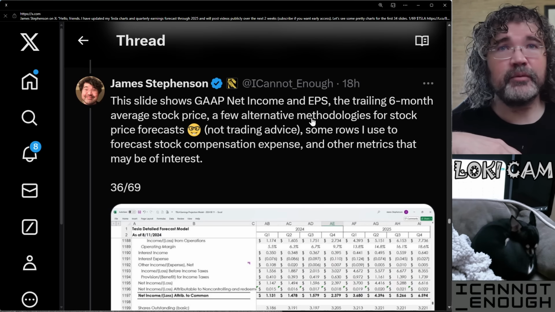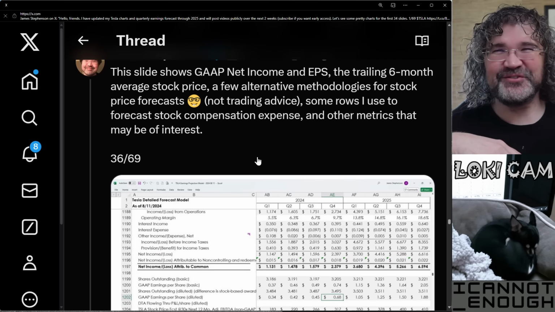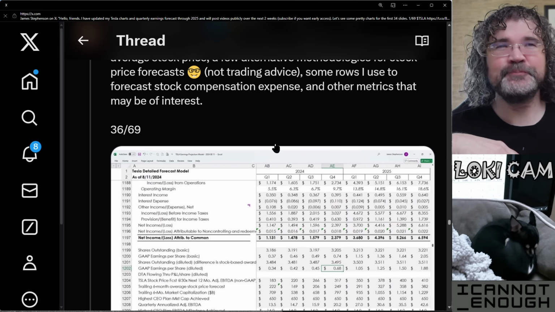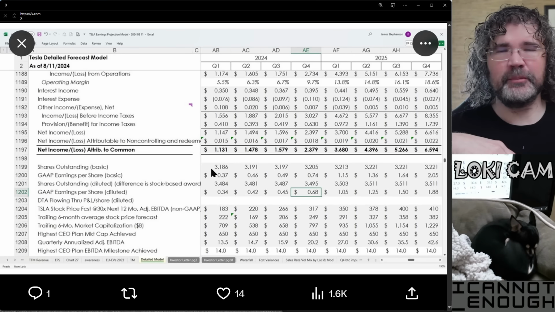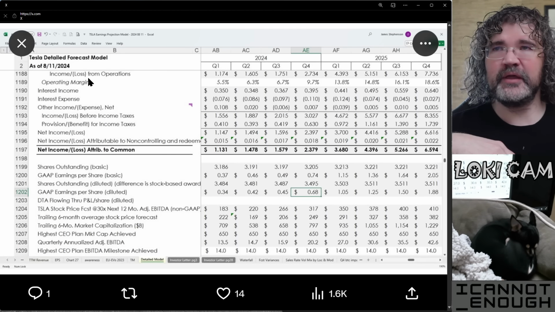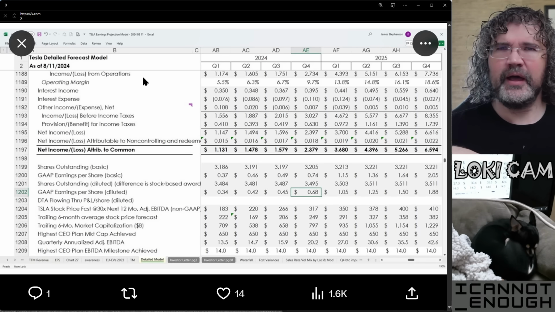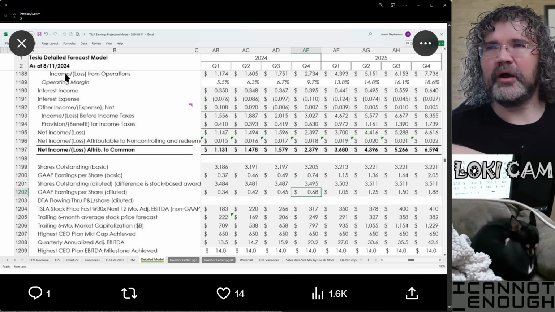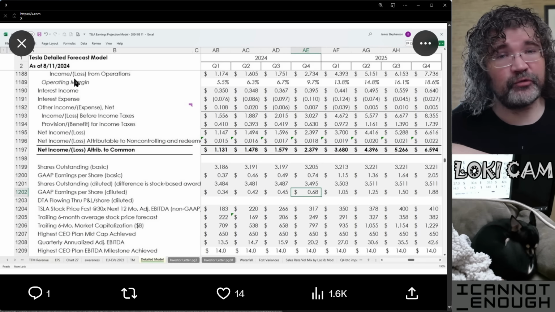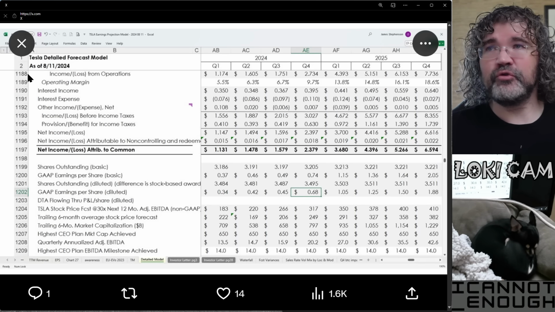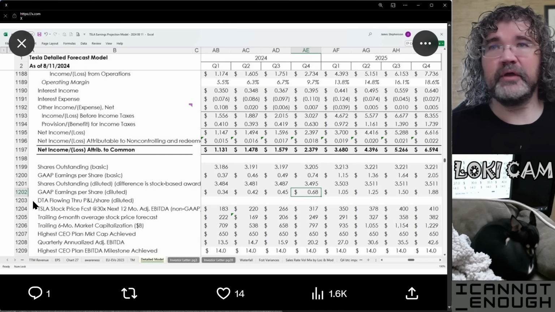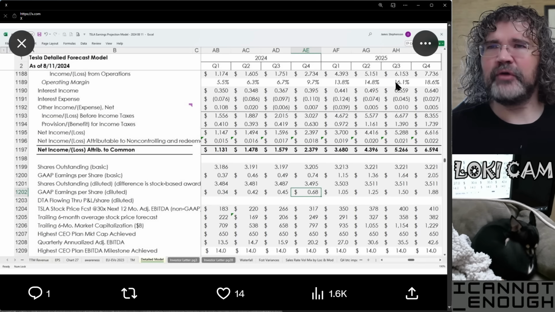Trailing 6-month average stock price, a few alternative methodologies for stock price forecasts, not trading advice, and some rows I use to forecast stock compensation expense and other metrics that may be of interest. Okay, so this is just the bottom of the income statement here after the income/loss from operations line. Throughout this section, I tried to orient you to where you are by showing you at the top the same row you saw at the bottom of the previous slide. But you can also just check the row numbers over here and figure out where you are to orient yourself.